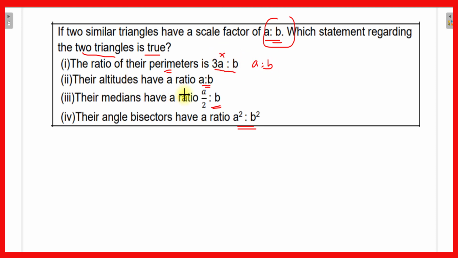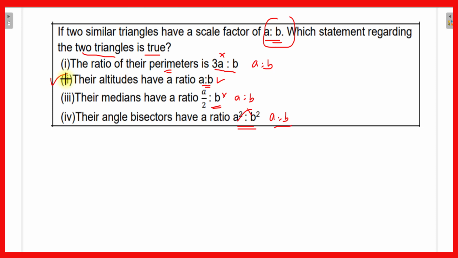The altitudes have the ratio A is to B. We have seen the theorem, and their medians too will have the ratio A is to B. So this is not correct. And their angle bisectors will also have the ratio A is to B. So this is also not correct, and therefore which is the correct one? Their altitudes have the ratio A is to B.